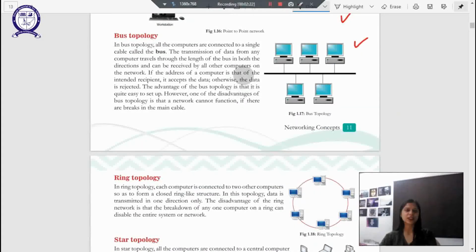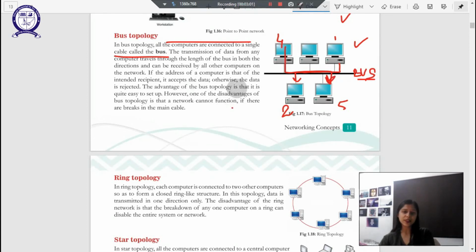Then we have bus topology. In this, all the systems are connected to a single cable called the bus. We call this single wire a bus, and all the systems are connected through this. The transmission of data from any computer travels through the length of the bus in both directions. So if system number 1 wants to send a packet to system number 2, the data can travel like this, and if number 4 wants to send the data to number 5, the data can travel like this. So the data will transfer in this bus in any direction whatsoever.